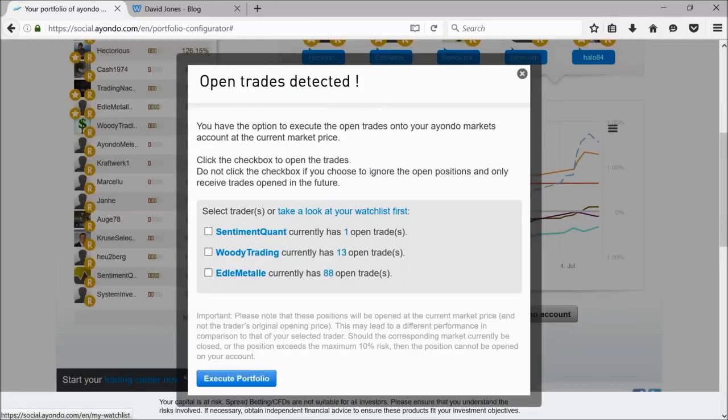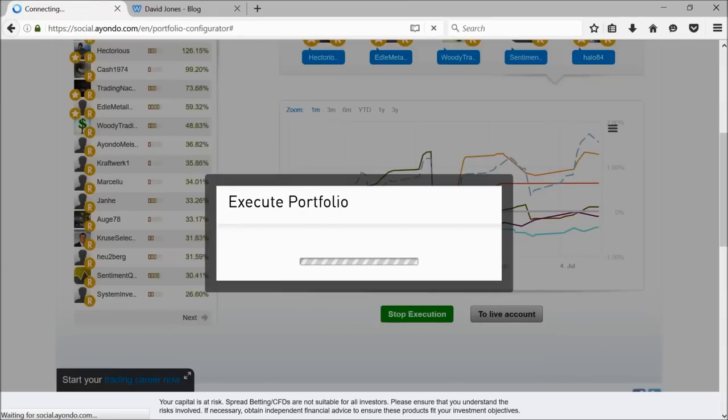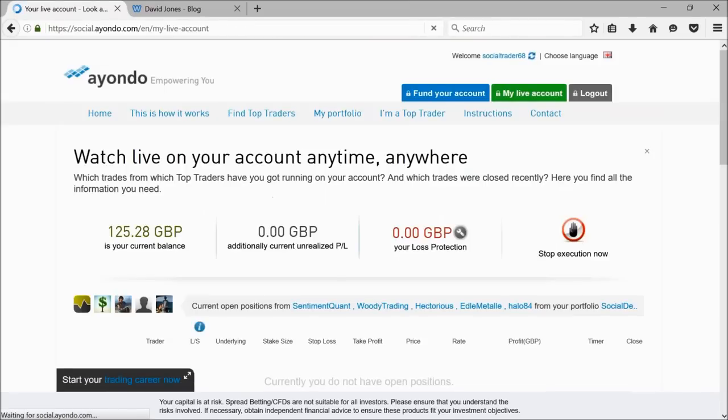So execute. So I've got an account set up. It says, okay, these people you're following, they've got open trades. So do you want to mimic the trades at the market price? And I'm saying, well, no, I don't. I don't want to mimic the trades. I'll just execute the portfolio. Whenever they do their next trade, I want to follow it. I don't want to mimic the open trades they've got. And that's it. So there's the account.